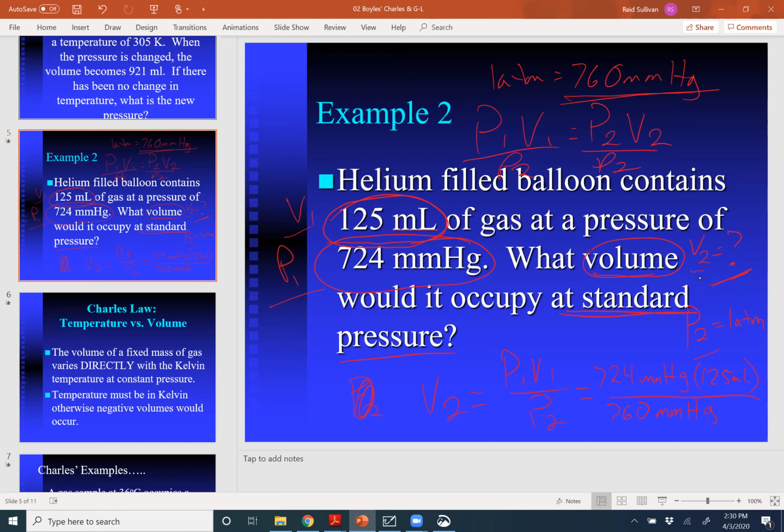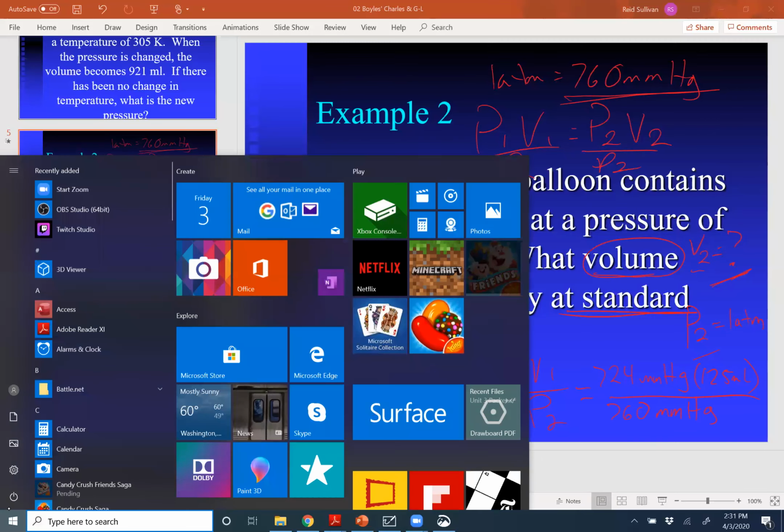Now, what I love about the gas laws is that you can actually think about the logic of the problem. Remember that the logic of Boyle's law is that if the pressure goes up, then the volume goes down. If the pressure goes down, then the volume goes up. In this, we can see that the pressure is going up, so our answer should be going down from our original number. When we plug this into the calculator, if we don't get a number smaller than 125, then we know we've done something wrong. So let's bring up our calculator.